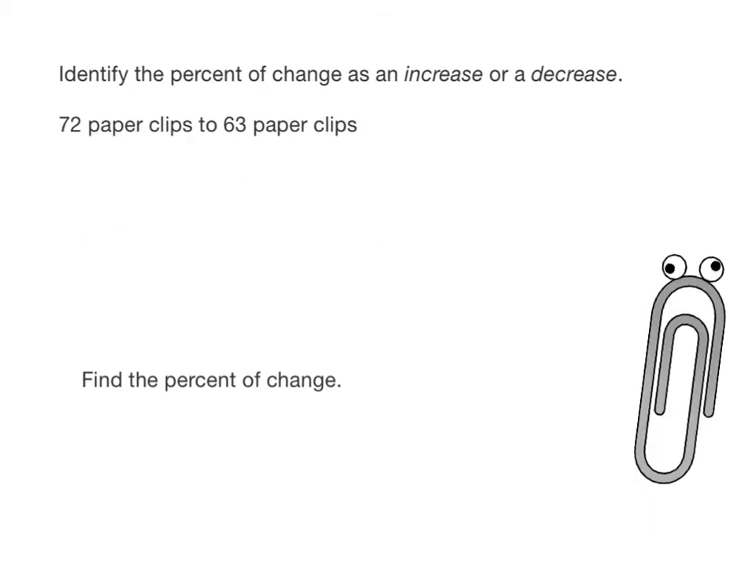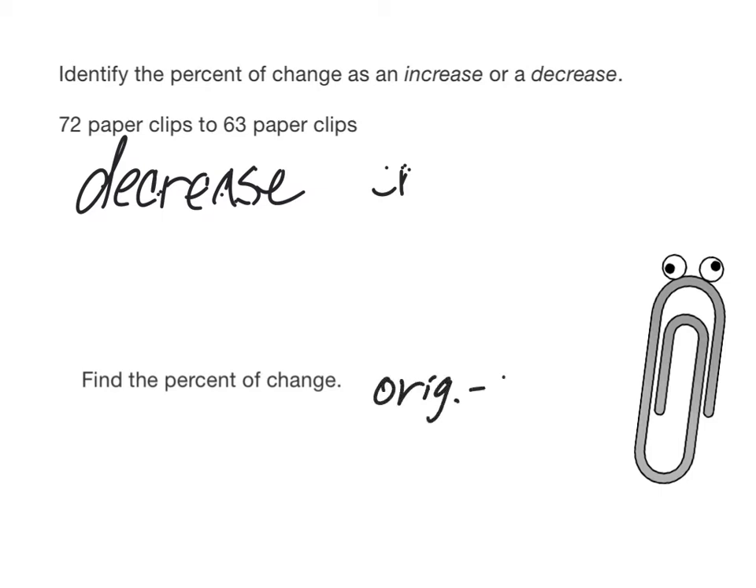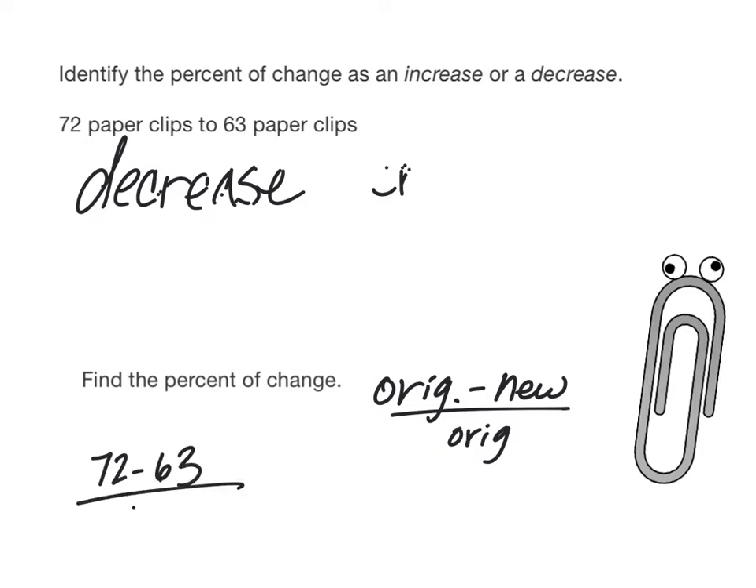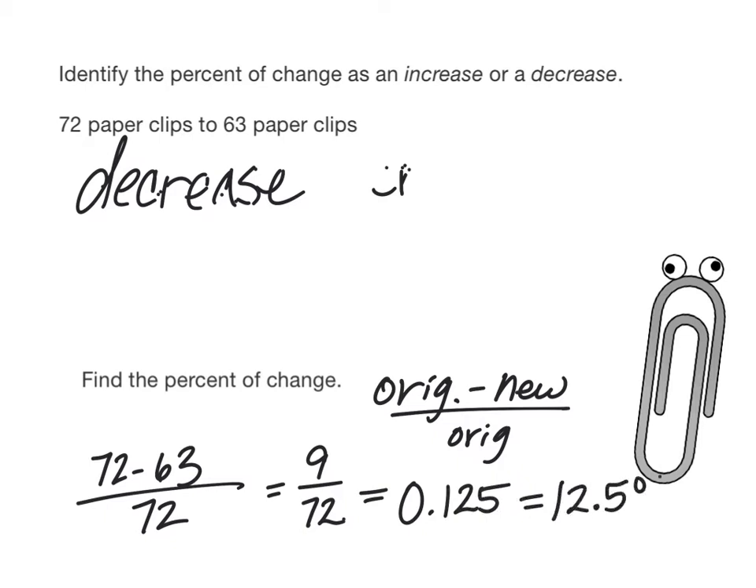72 paper clips to 63 paper clips. This is a decrease. So again, we are going to take our original, subtract the new, and divide by the original. So in this case, it would be 72 minus 63 divided by 72. I end up with 9 divided by 72. When I work that out, I get this decimal, 0 and 125 thousandths, which means 12.5%.